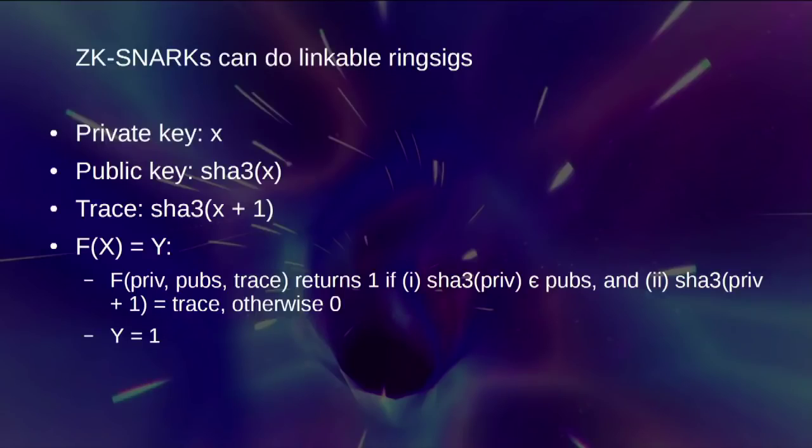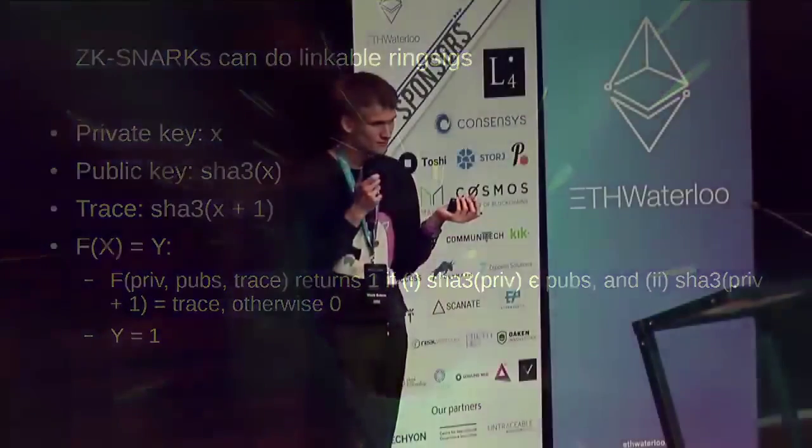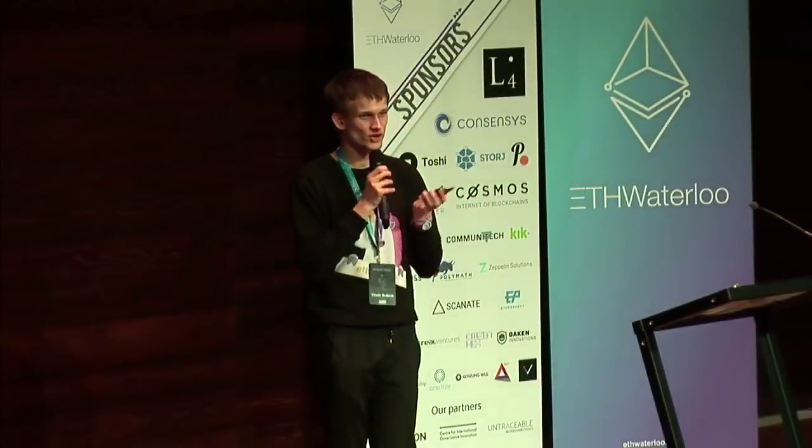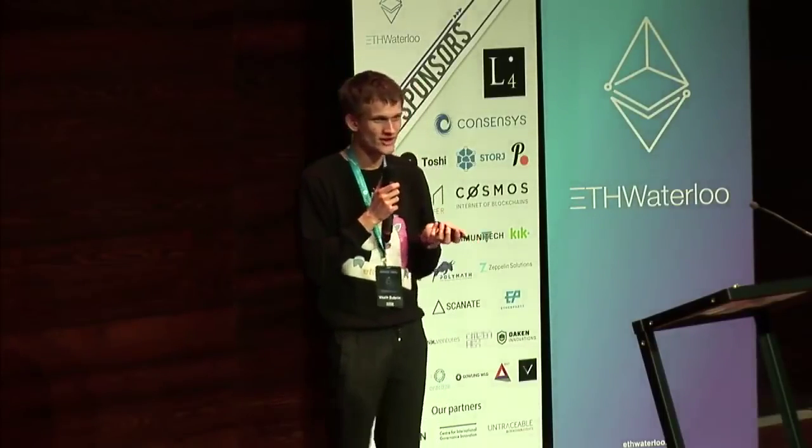So the function f does 2 checks. First of all, it checks, is the hash of the private key one of the public keys? And the second thing is, it checks that the trace actually is the hash of the private key plus 1. If both of these pass, then it returns 1, otherwise it returns 0. And we're looking for y equals 1. So we want to prove that both of these things actually are true. In this way, you can turn the functionality of a linkable ring signature into the language of a ZK snark. And this is roughly what Zcash actually does.